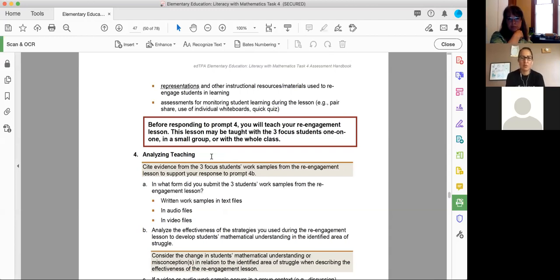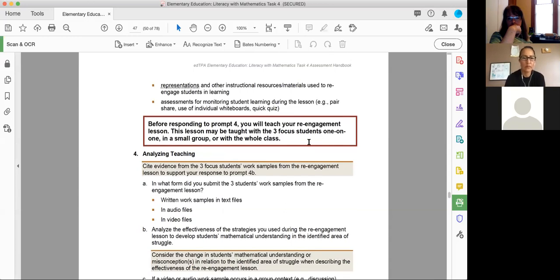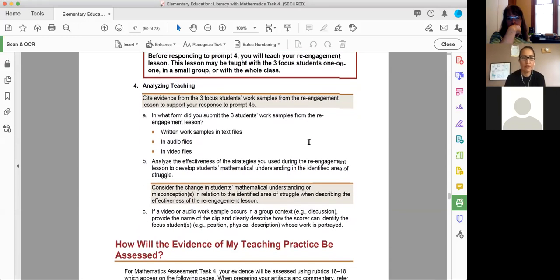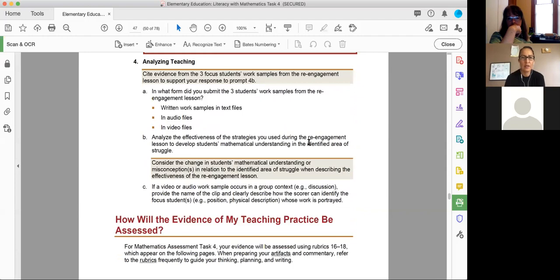We see here that it says, before responding to prompt 4, you will teach your re-engagement lesson. The lesson may be taught with the 3 focus students one-on-one, in a small group, or with the whole class. So however you want to do that is up to you. All 3 are acceptable here. And then 4 here says analyzing teaching.